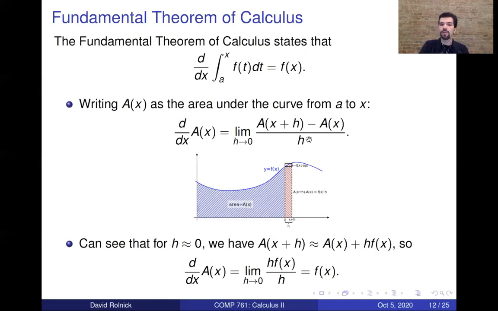So if you look at this derivative, it's the limit as h goes to zero of h f of x over h, which equals f of x, which is just what we wanted to prove here. The derivative of the area from a to x is f of x. Are there questions about this?